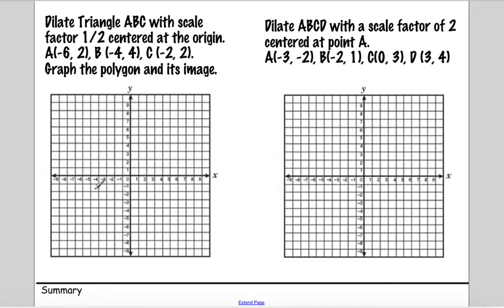And so I'm going to start by plotting the original one, then I'm going to find the new one and show you how we can see that it's centered at the origin there. So A is at -6,2. So there's the original for A. B is at -4,4. So there's A, here's B. And C is at -2,2.